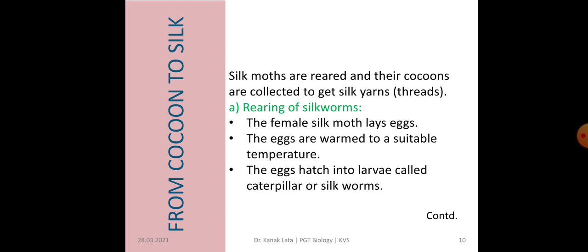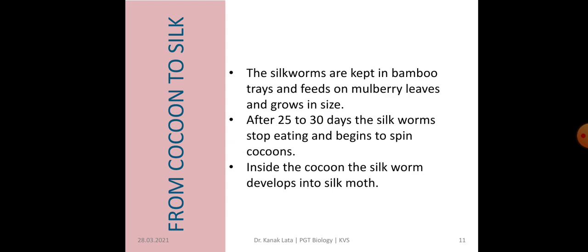So the female silk moth lays eggs, and these eggs are warmed to a suitable temperature when they are artificially cultured. So the eggs are hatched into larva, which is called caterpillar or silkworm. And the silkworms are kept in bamboo trays, and inside the bamboo trays a lot of mulberry leaves are put. So they are fed on mulberry leaves, so they grow in size.